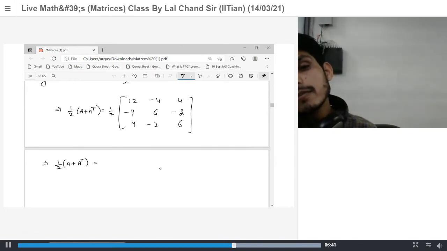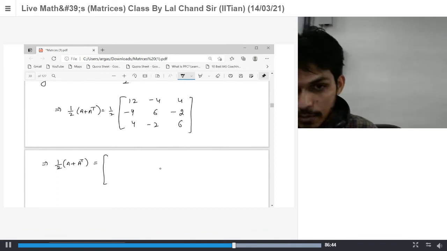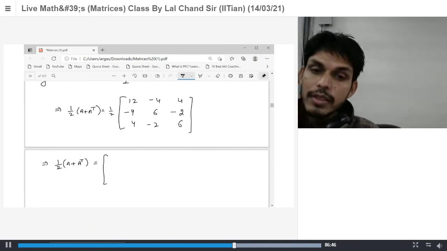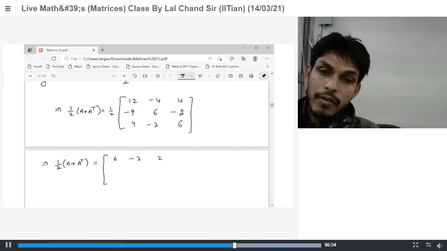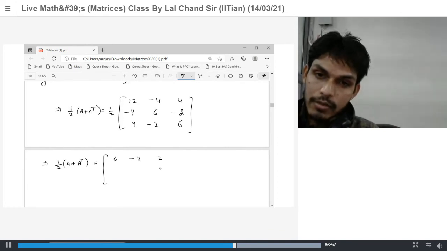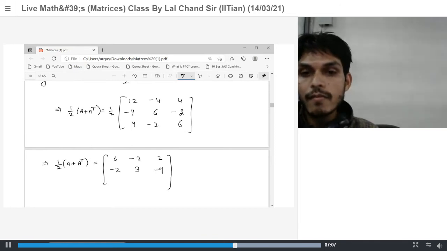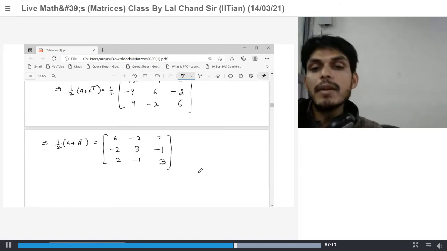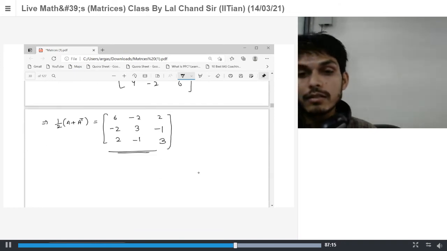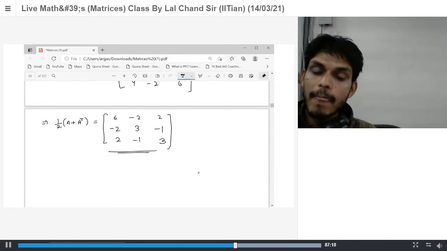So if I take half of all these elements, because this is scalar multiplication here, this is equal to 6, minus 2, 2, isn't it? We are just taking half of this matrix, so just scalar multiplication by a factor of 1 by 2. Minus 2, 3, minus 1. So this is the symmetric part. Okay.